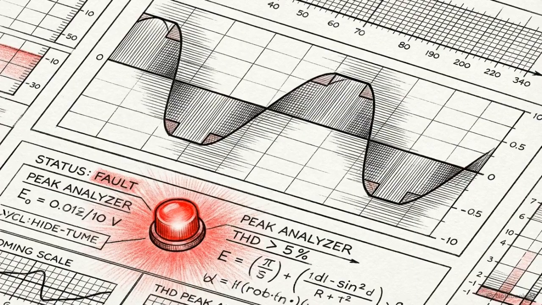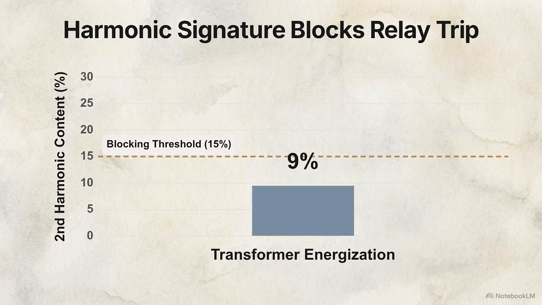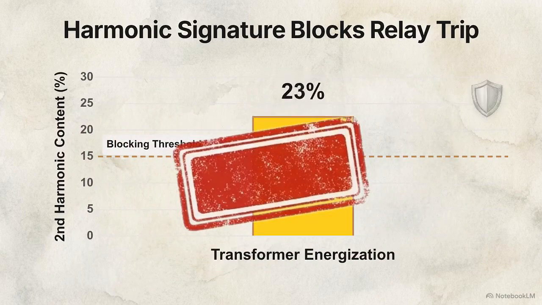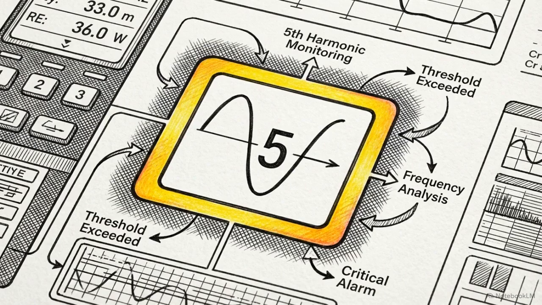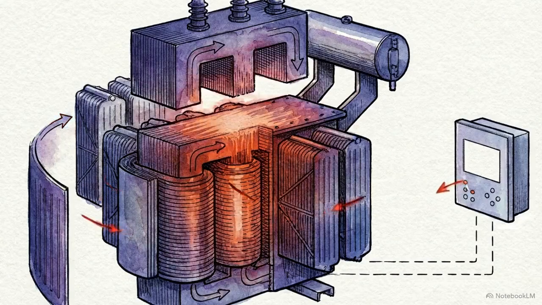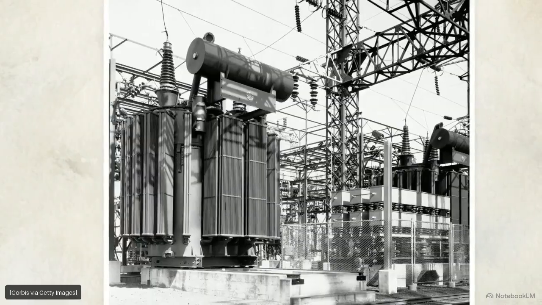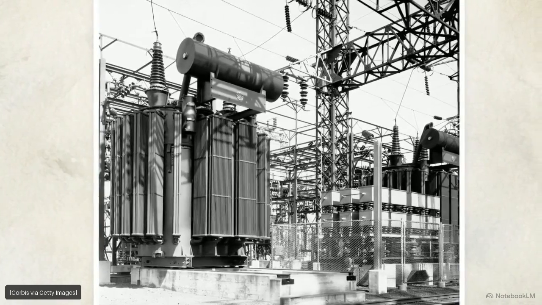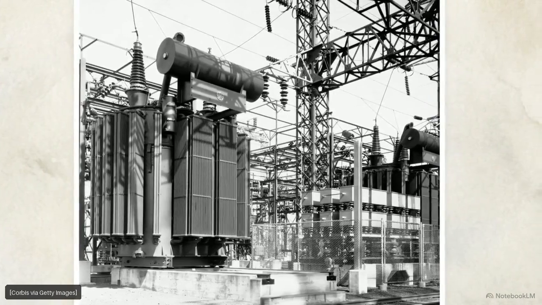Relays use a logic gate called harmonic blocking to monitor this ratio. When the second harmonic exceeds 15 to 20% of the fundamental current, the relay recognizes the inrush signature and inhibits its own trip command. Relays also monitor the fifth harmonic to detect stationary overexcitation, or overfluxing. This occurs when the voltage-to-frequency ratio spikes, heating the core and requiring a distinct thermal protection response. By analyzing the harmonic content, the relay distinguishes the temporary physics of a magnetic core waking up from the destructive reality of an electrical short.